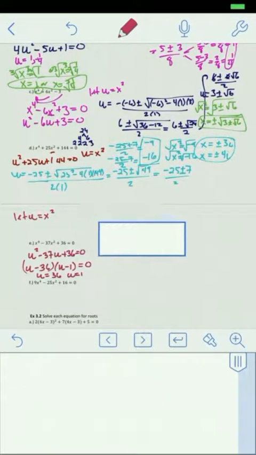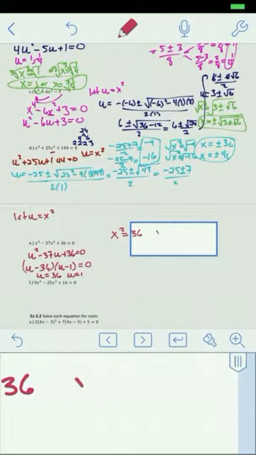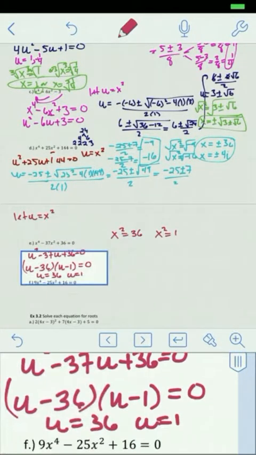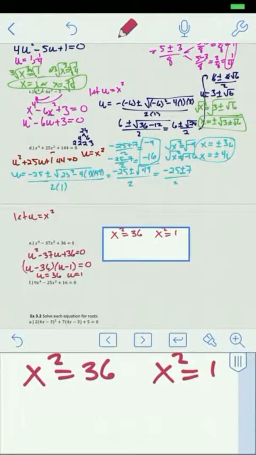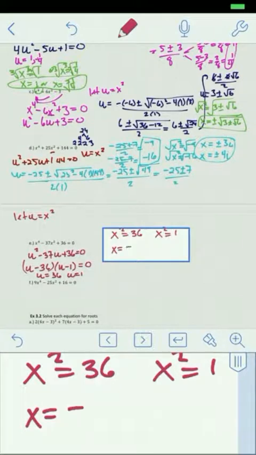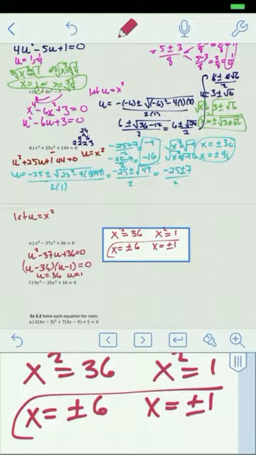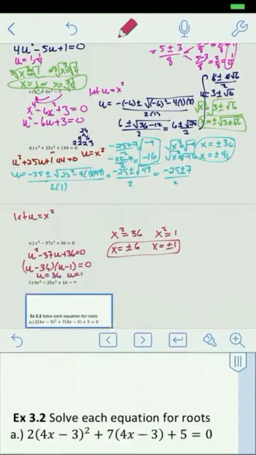In other words, x squared is equal to 36 or x squared is equal to 1 after I substitute back, right? And I end up with x is equal to plus or minus 6, x is equal to plus or minus 1. That one worked out really well. That was a nice, easy substitution problem. We're going to skip this last one.